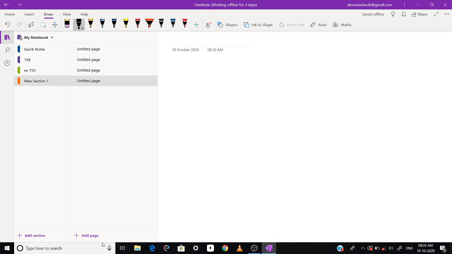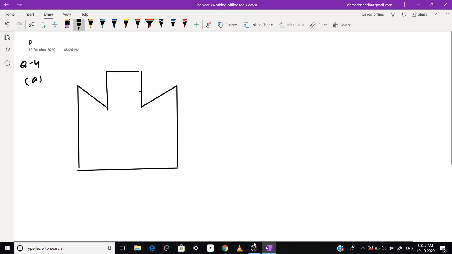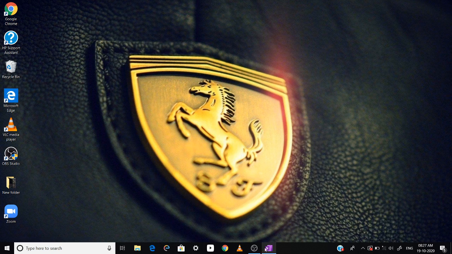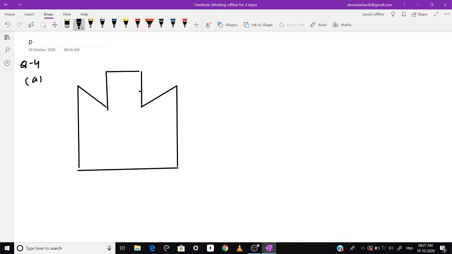Question 4 and the last question of this exercise. So this is question number 4, part A, and the question is asking you to count and name the line segments in each of the following figures. So we have to count and name. This is point A, this is B, this is point C, this is D, this is point E, this is F, this is G, this is H. Okay, so we have to count the number of line segments. So this is line segment number 1, this is 2, this is 3, this is 4, this is 5. How many line segments are there? Okay, this is 6, this is 7, this is 8.